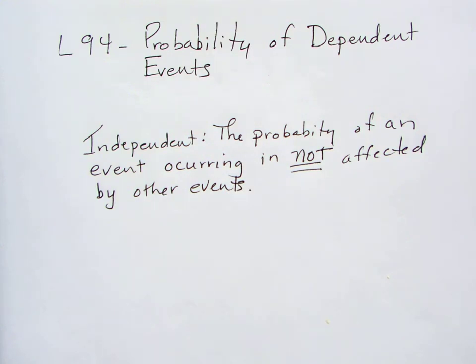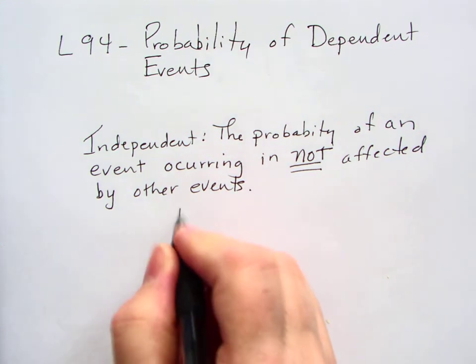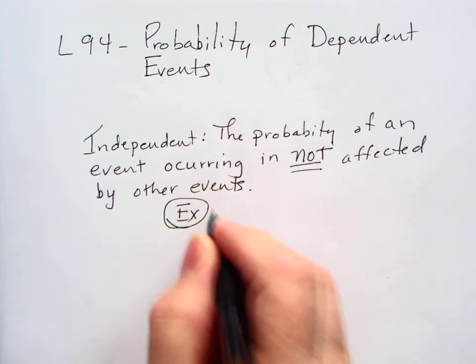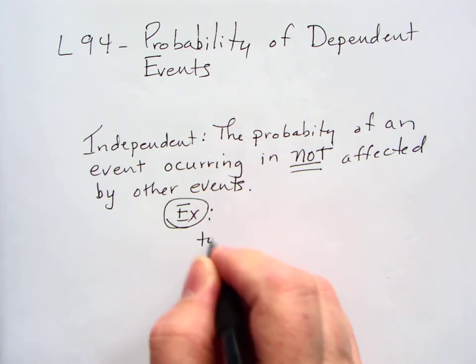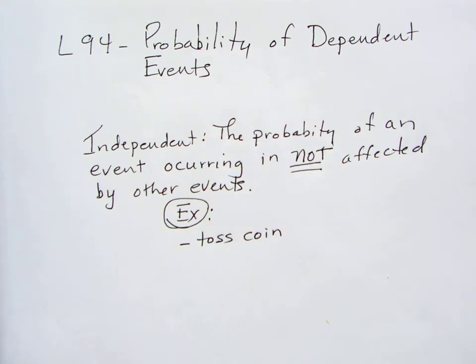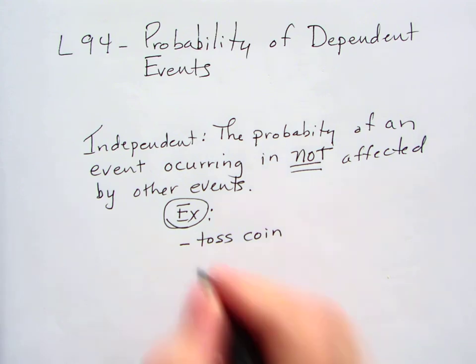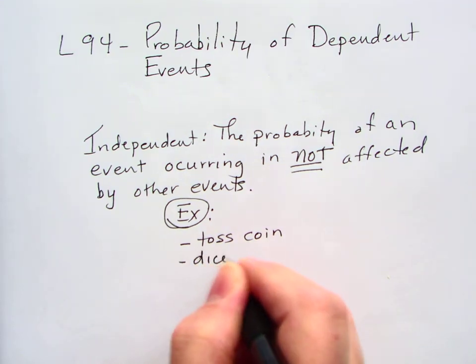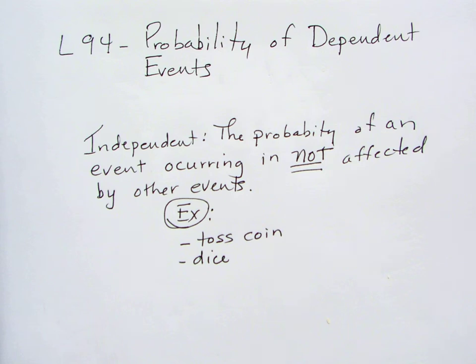So if I toss a coin and I get heads, and I toss it again, is the second toss dependent on what happened the first time? Or am I good? I could get heads again, couldn't I? Or I could get tails. Does it make any difference what I got the time before or the time before or the time before that? No.